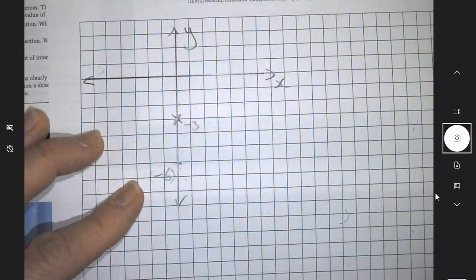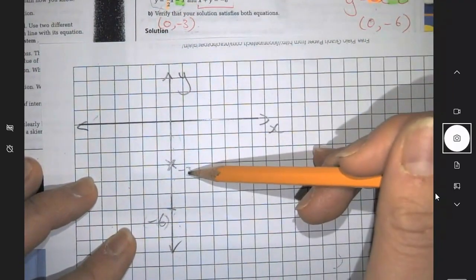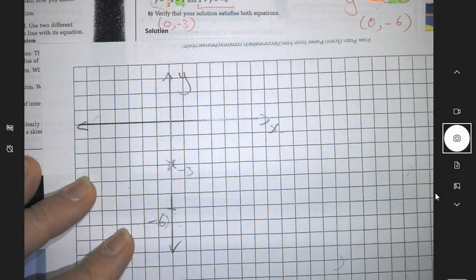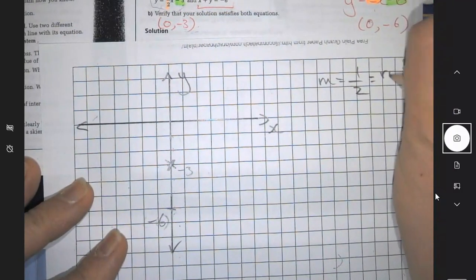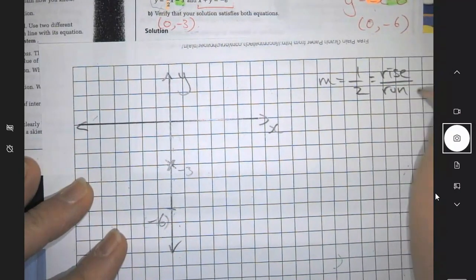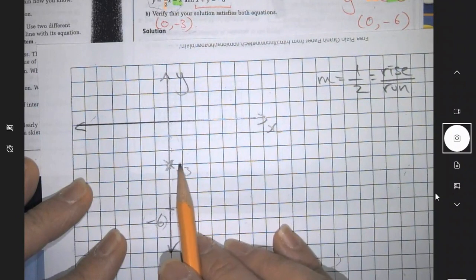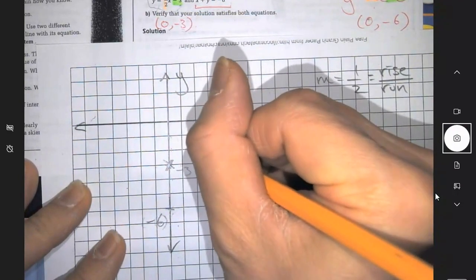Wait, but 0 is always like the first number is always x. Oh, yeah. Okay. Now, you have the y-intercept, which is minus 3. You know the slope is 1/2. A slope of 1/2 means you have a rise of 1 and a run of 2. So from this y-intercept point, you go a run of 2, 1, 2, and a rise of 1, go up by 1. So our next point will be here.